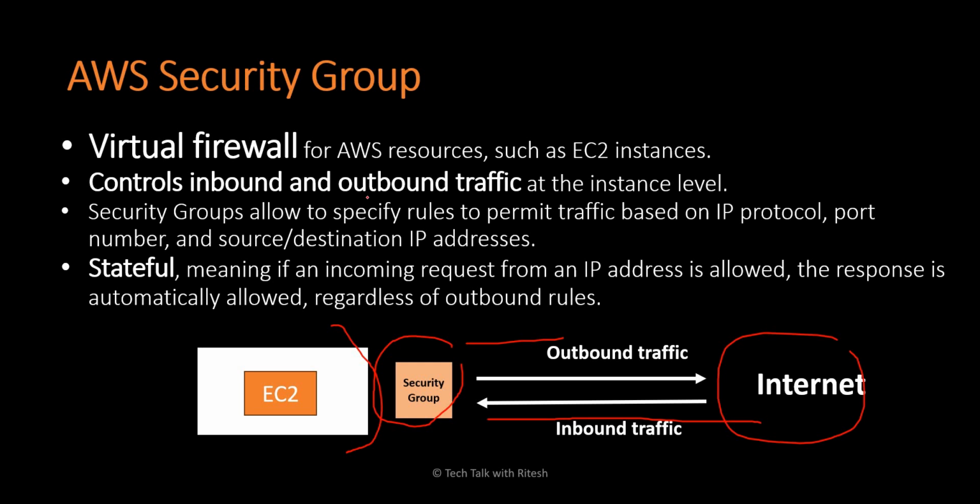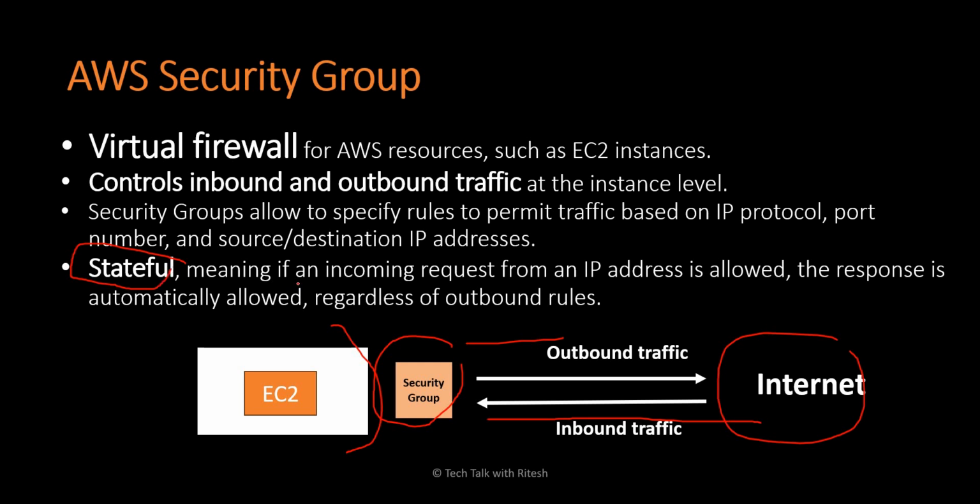So the security group controls the inbound and outbound traffic. It checks whether the request coming from the internet should go to this instance or not. If not, of course a timeout will happen. And for the response that is generated, it checks whether it should go outside or not. Security groups allow you to specify rules to permit traffic based on IP protocol, port number, and source or destination IP addresses. We'll see in the demo how we create the security group and how we configure these rules for IP addresses, for a specific protocol, port number, etc. That we will see. And security groups are stateful.